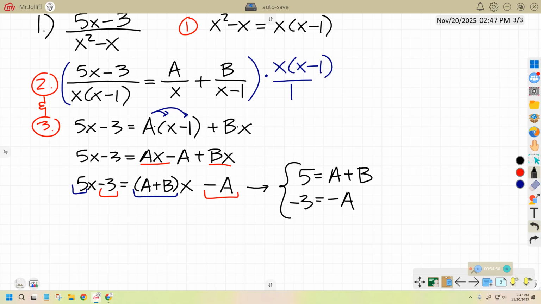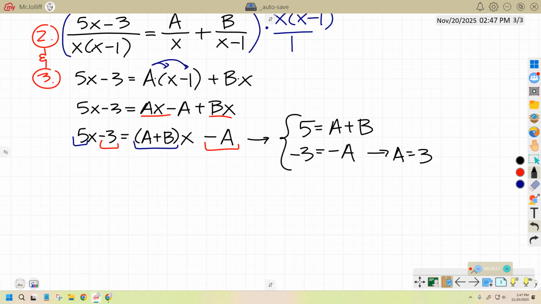Gerardo, your instinct to start with the bottom equation is correct, because that only has 1 variable in it. I don't want negative a, I want a. What should I do? Divide by negative 1. It would be positive 3, yeah. So this tells me a is positive 3. And then I can use that along with the top equation to find b.